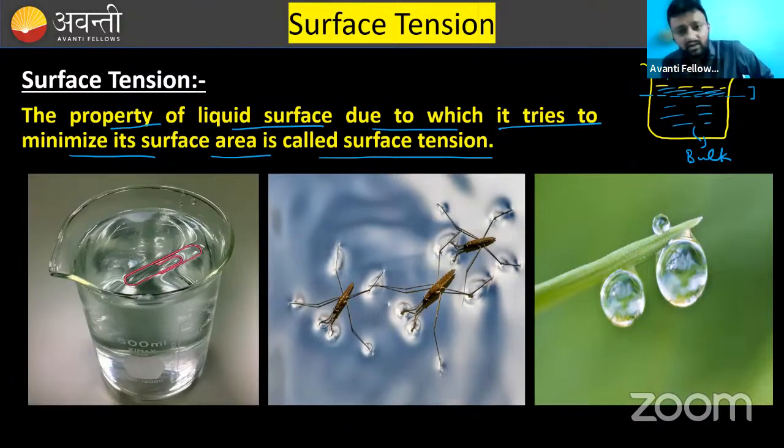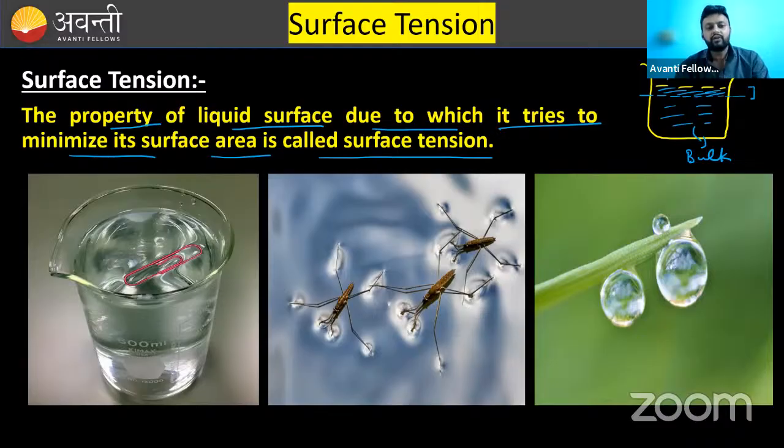So surface tension is a property. Property of what? Property of the liquid's surface, due to which it tries to minimize its area. Why it tries to minimize, and how it tries to minimize, we will learn in the later section. I will explain all the concepts related to it. But first of all, just try to remember this thing.